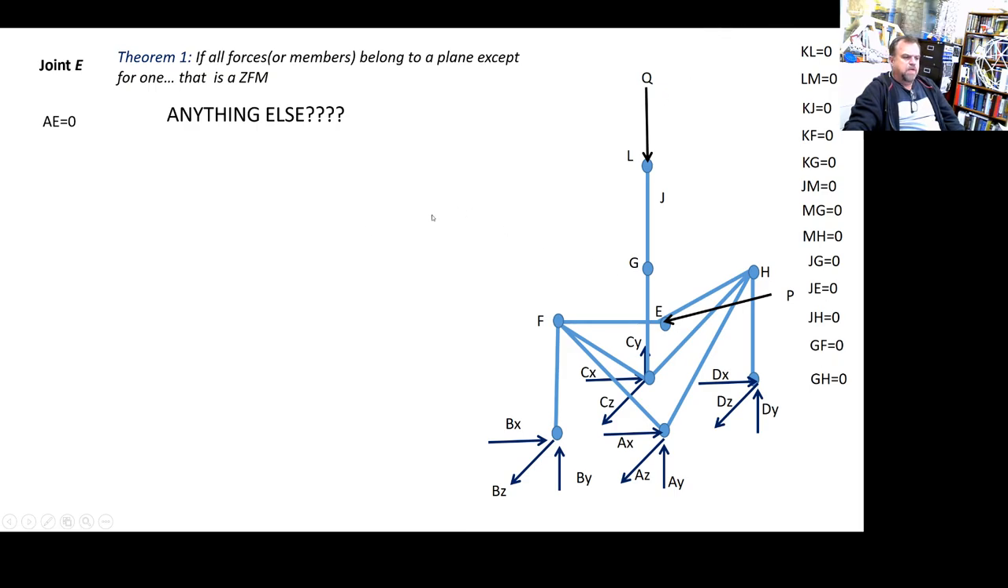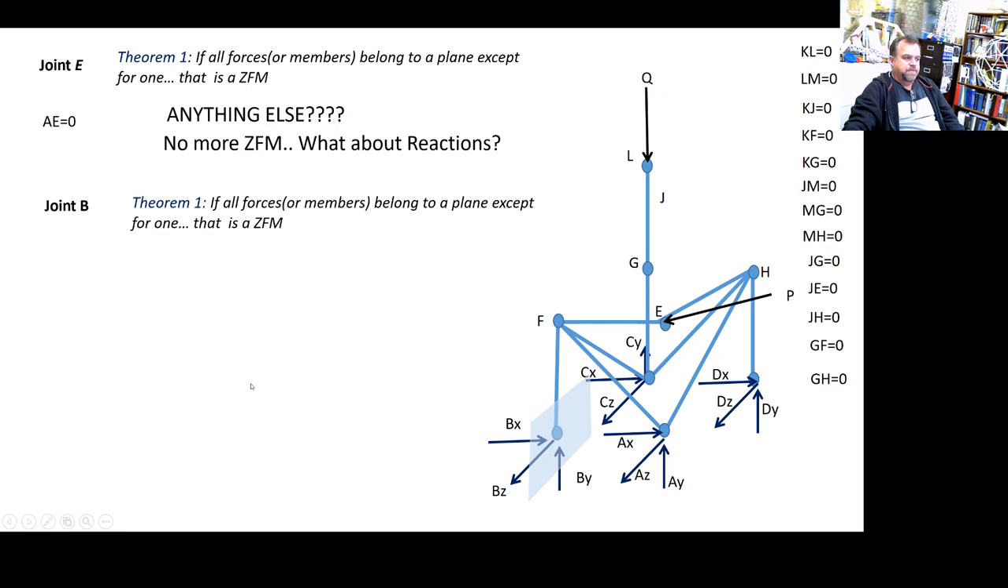Now, let's focus on reactions. What about reactions? Because I see this joint here, and just by inspection you can say there's nothing in this joint, it's only one bar, and there's nothing else acting in this direction or in this direction, so both must be zero. But if you want to apply the same rules, you can. You put a plane, and you say BZ, BY, and FB are in the same plane, but BX is out of the plane, so BX should be zero.